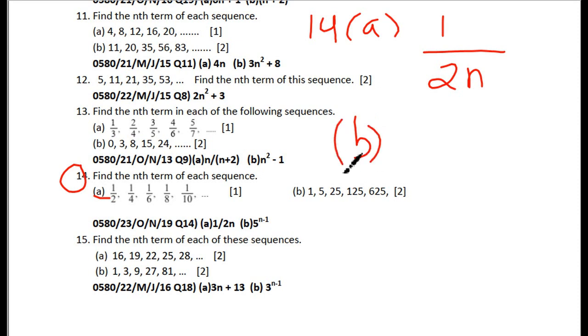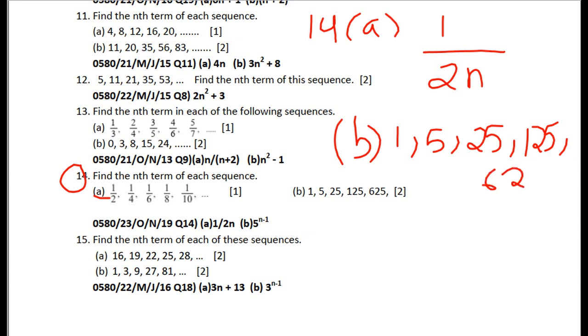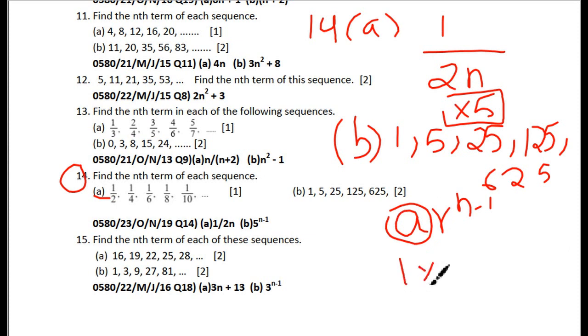How are we going from 1 to 5? By multiplying with 5, then 25, then 125, then 625. So we are multiplying with 5 in each case. So this is an exponential sequence. For that you use the formula a r to the power n minus 1. A was the first term, which is 1, times r, the ratio, which is 5, to the power n minus 1, which is the answer.